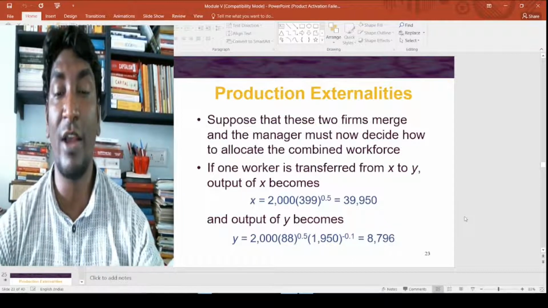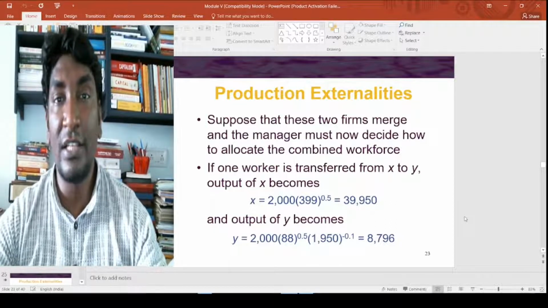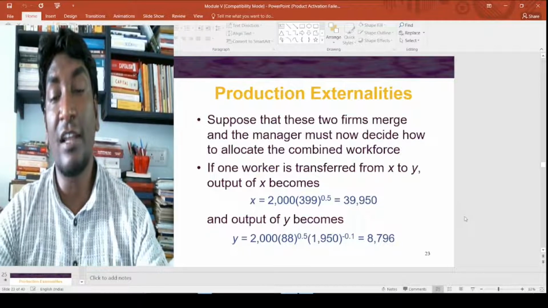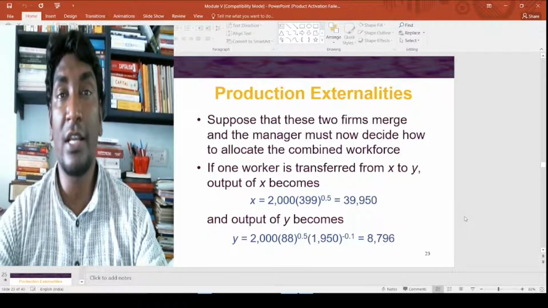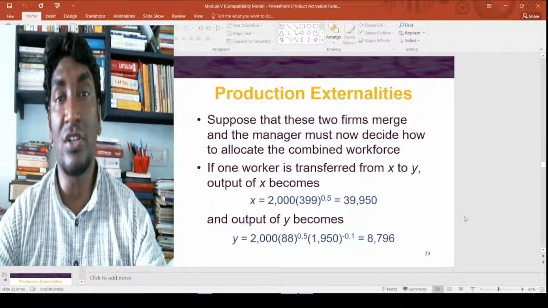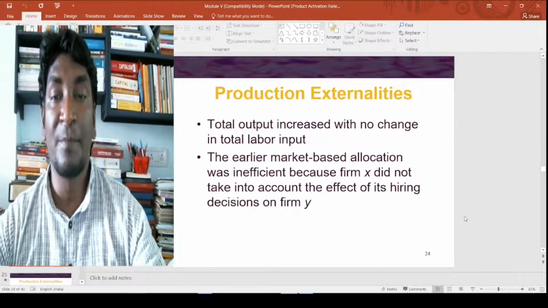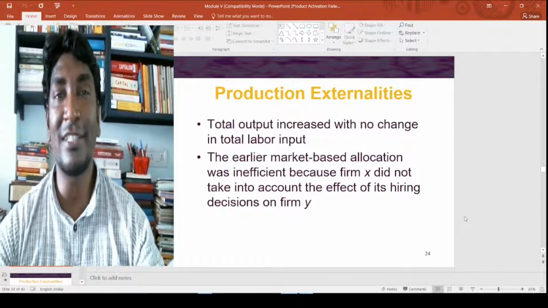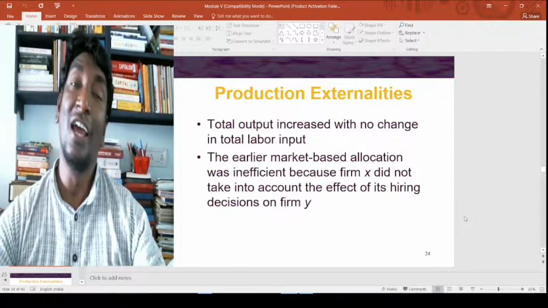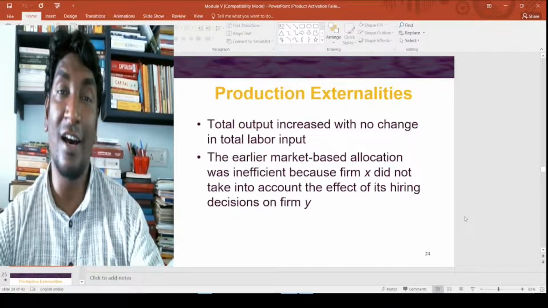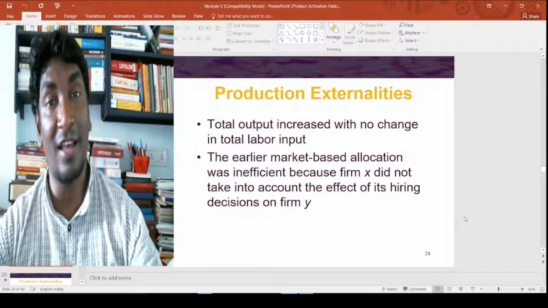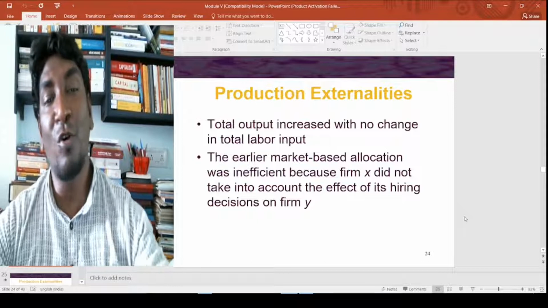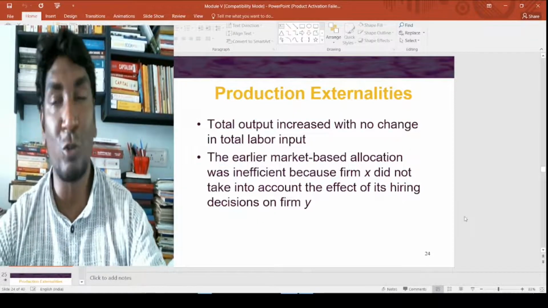Now, in this case, look at the data. Only 50 less than 40,000. So 39,950 can actually be possible with a reallocation in this particular example, whereas this is not possible if there is no merging between these firms. So in the real world, integration is advisable in this context, but it has its own ill effects, which we'll discuss in subsequent lectures. So total output increases with no change in total labor.